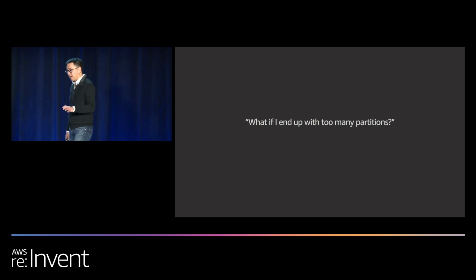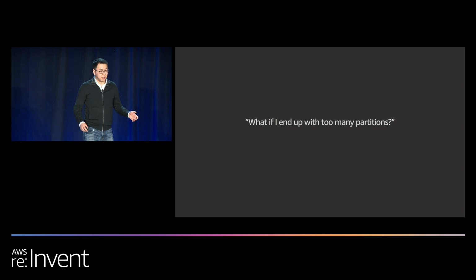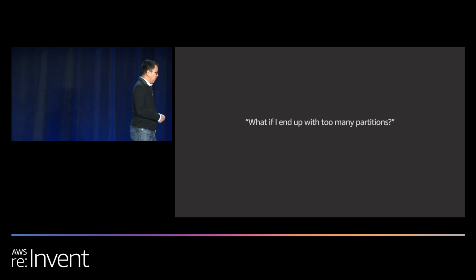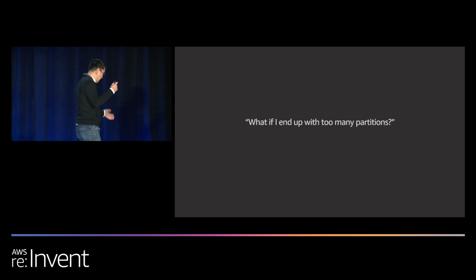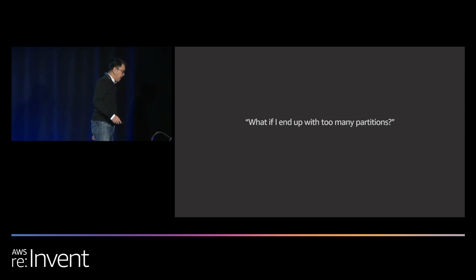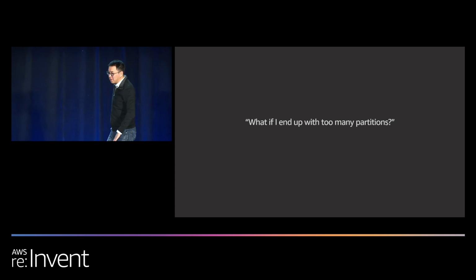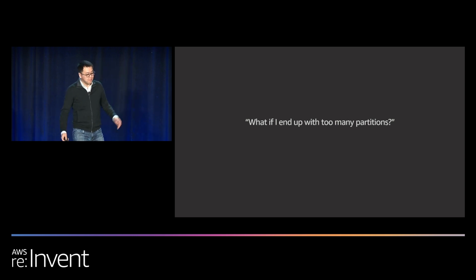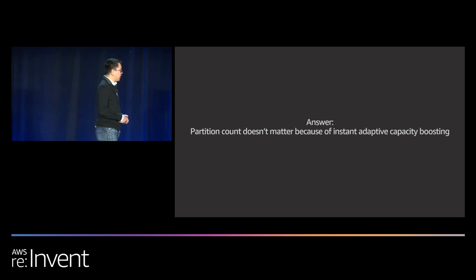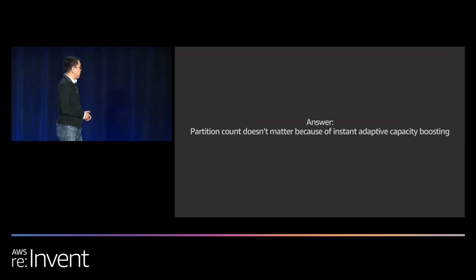Another common question that I end up with is, well, what if I end up with too many partitions, right? The common misconception here is: let's say I've got a workload with 1,000 writes per second on it, and I've got one partition, and then I dial that up to 100,000 writes per second. And now I've got 1,000 partitions to accommodate this increased traffic. If I dial back down to 1,000, won't I have some dilution because my 1,000 WCUs are distributed across 1,000 partitions? And the answer is, partition count doesn't matter anymore because of instantaneous adaptive capacity boosting.